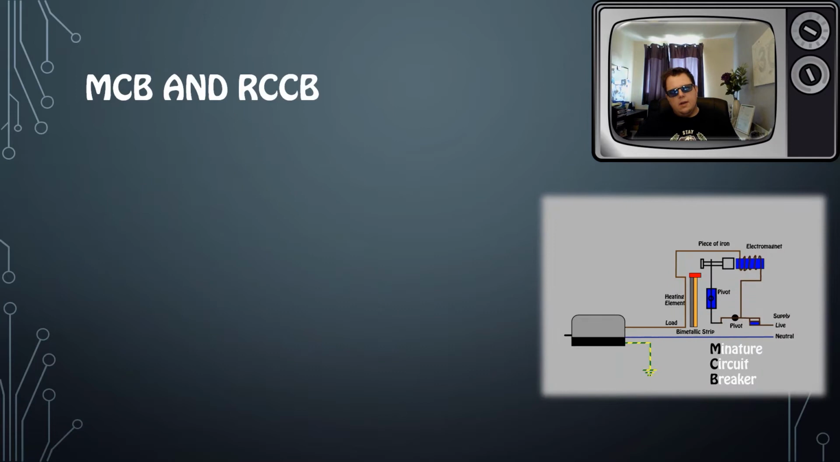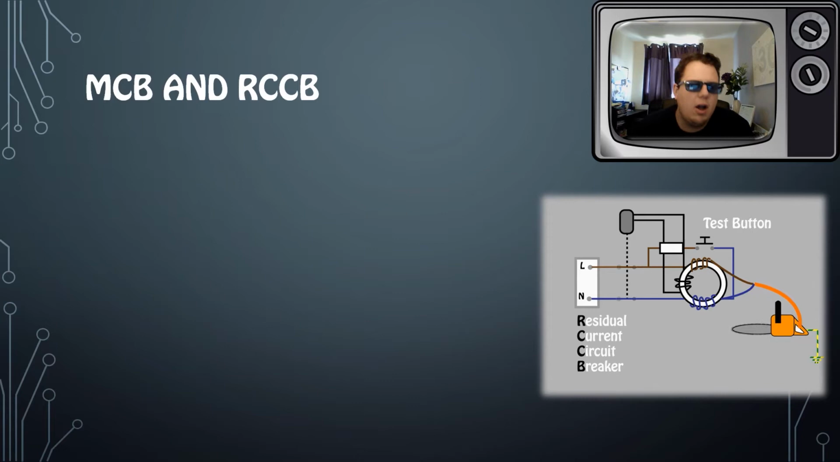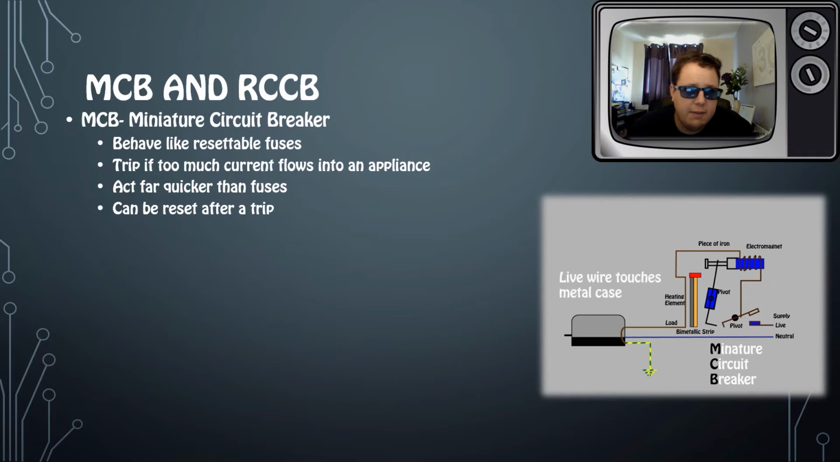Okay, so whilst fuses are still used greatly in plugs of appliances because they're small and they're quite useful there, they are going out of fashion on domestic supplies, on what we call the consumer unit or the fuse box. And instead, they're being replaced with these devices called miniature circuit breakers, MCBs. And the way you can think of them is as a resettable fuse. Now, they trip if too much current flows into an appliance, just like a fuse.